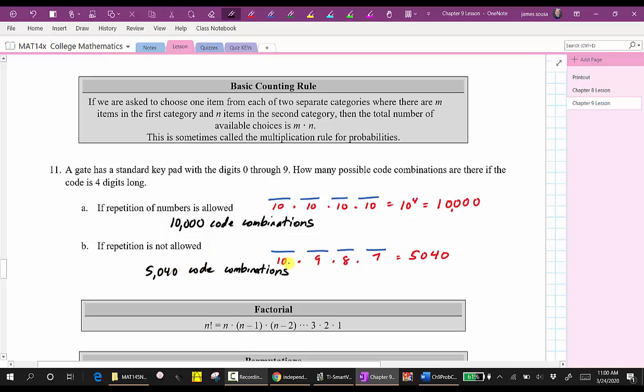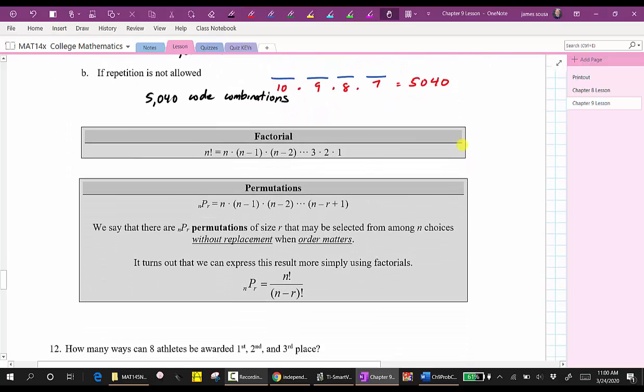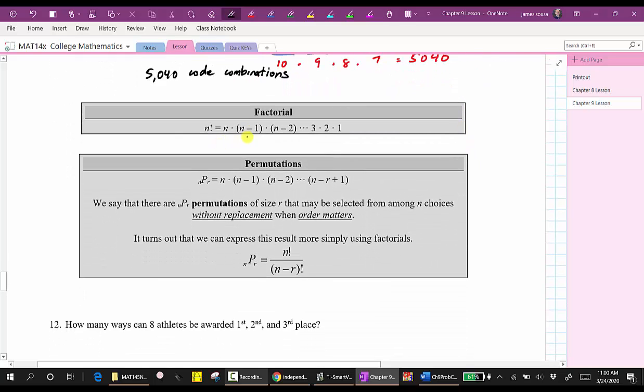And now let's talk about factorials. N factorial is defined as n times n minus 1 times n minus 2 all the way down to times 3 times 2 times 1. So for example, 3 factorial is equal to 3 times 2 times 1, which is equal to 6. 5 factorial is equal to 5 times 4 times 3 times 2 times 1, which is equal to 120. We will check this on the TI-84 in just a moment, and by definition, 0 factorial is equal to 1.